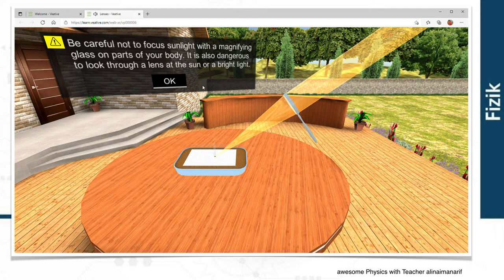As a precaution, do not focus the sunlight with the magnifying glass, because it's dangerous to look through a lens at the sun or bright light. Careful!